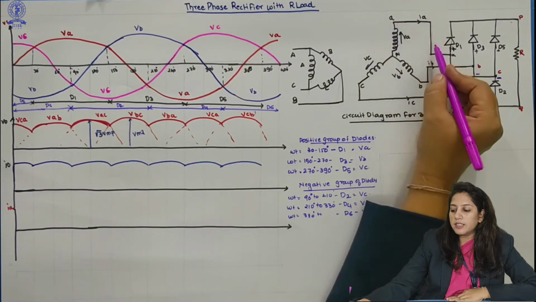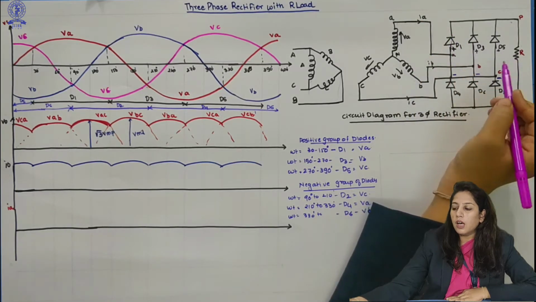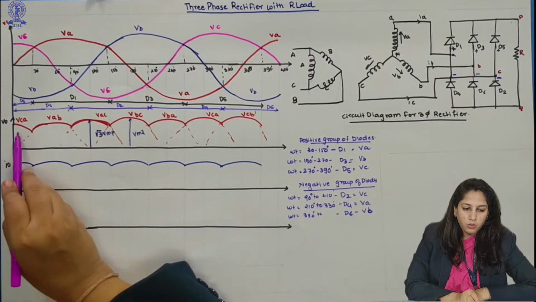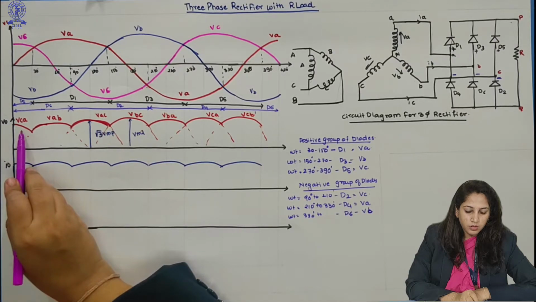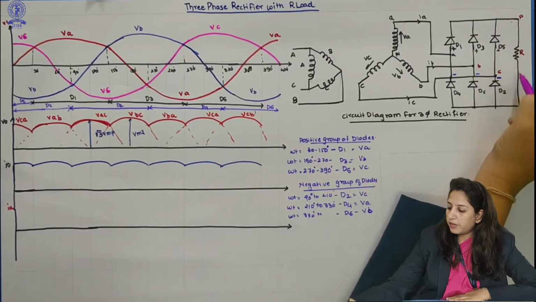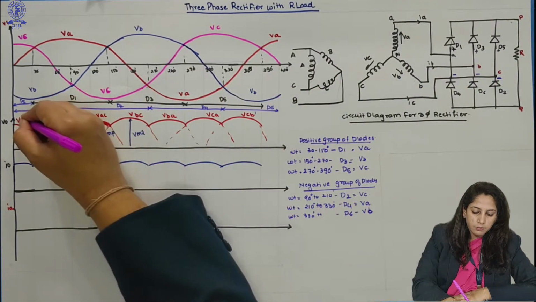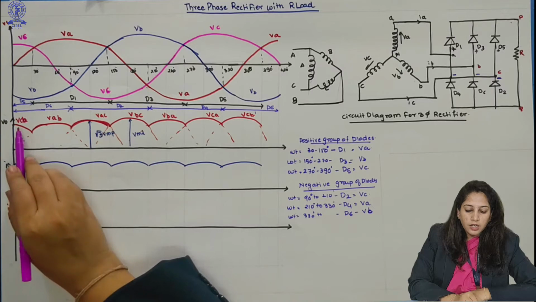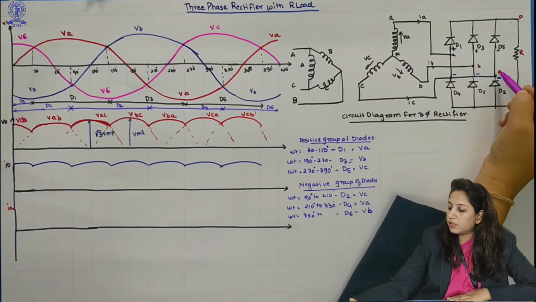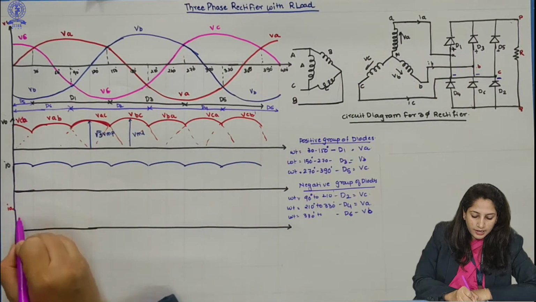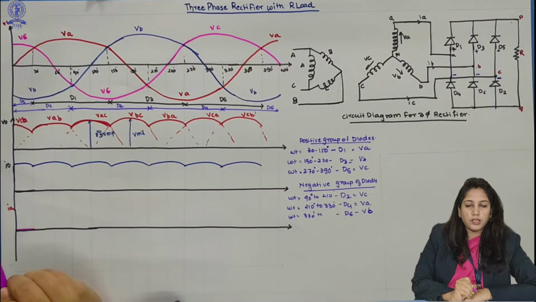Whether this current is positive or negative depends upon how the polarities are. For example, here it is D5 and D6 conducting. So it is VCB. So for 0 to 30 degrees, the voltage is VCB, and so current will be flowing from C to B, and so there is an absence of IA current, and so IA will be 0 for 0 to 30 degrees.